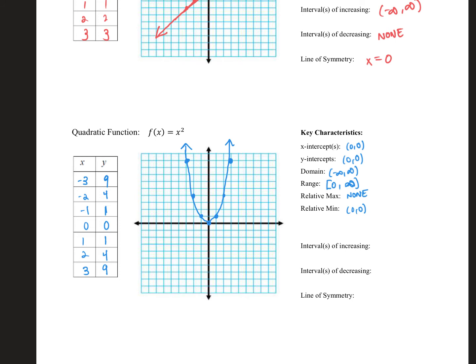Intervals of increasing. So where do we have a positive slope? It starts at 0 and goes to infinity. Where do we have a negative slope? Well, from negative infinity to 0. Remember, guys, intervals of increasing and decreasing always get parentheses. Line of symmetry, is there a line that will make this parabola symmetric on both sides? Yes, there's always an axis of symmetry with a parabola. It's at x equals 0 for this one.